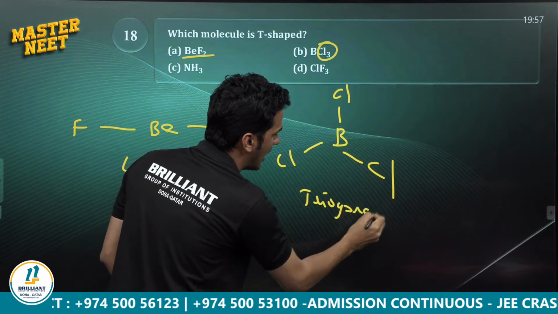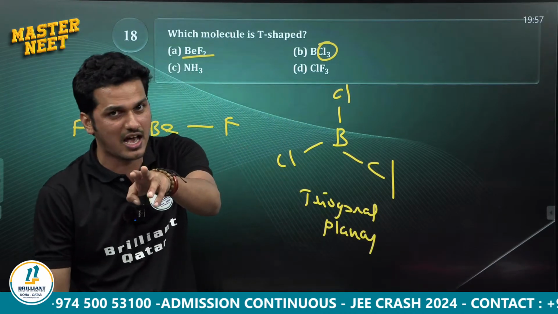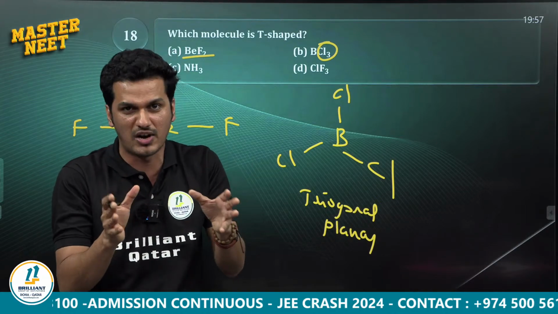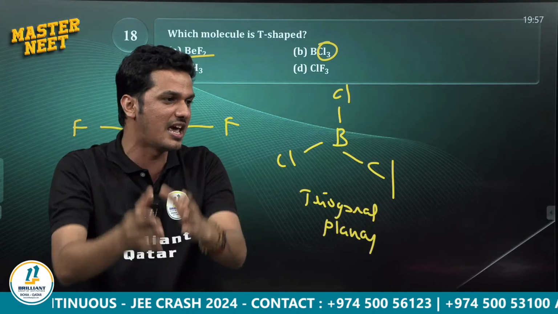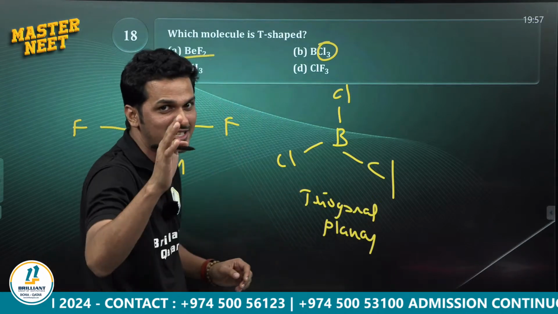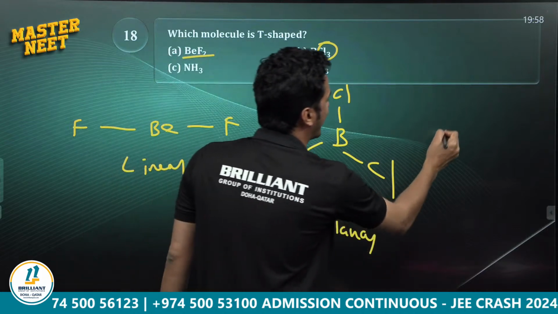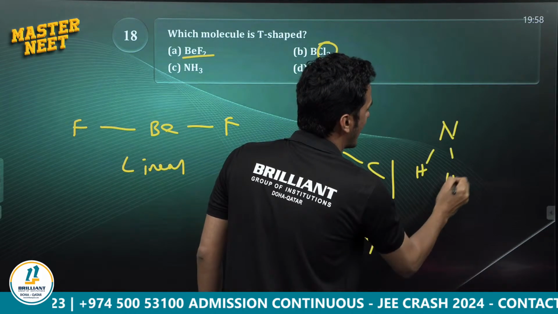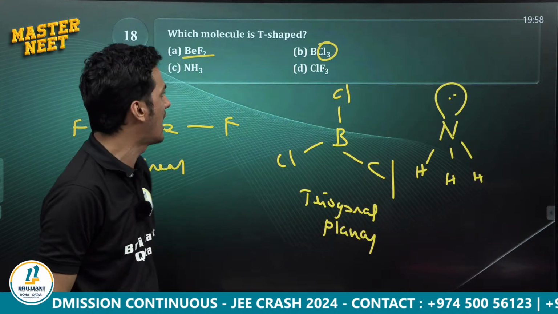Okay, trigonal planar. And also I already gave one formula in the class today, one of my shortcuts for how to find this out. I hope you remember. So trigonal planar, that's a secret for the offline students. So then what about NH3? NH3 is like this. It's a trigonal pyramidal one.